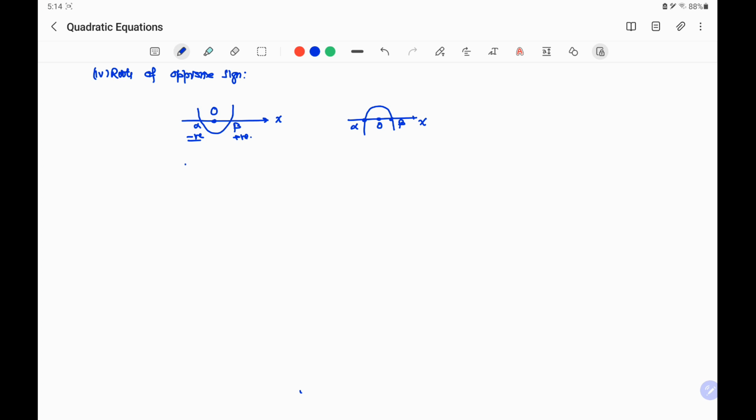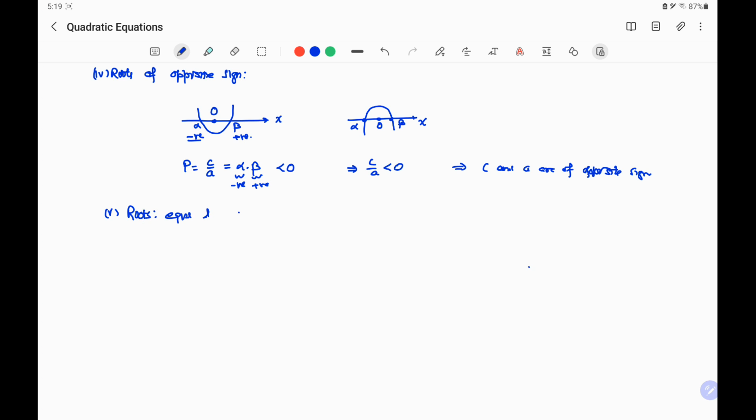In this situation, the product of the roots, which is equal to c/a, is alpha times beta, and one is a negative root and another is a positive root, so this product will be less than 0. So we can say c/a is less than 0, or we can conclude that c and a are of opposite sign. If they are of opposite sign, then roots are of opposite sign. One of the roots is negative, another is positive.